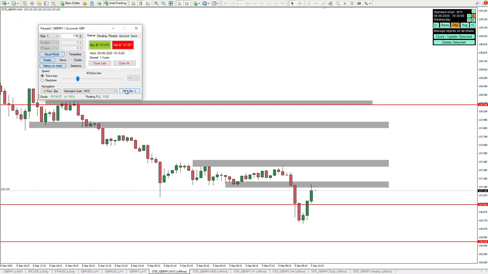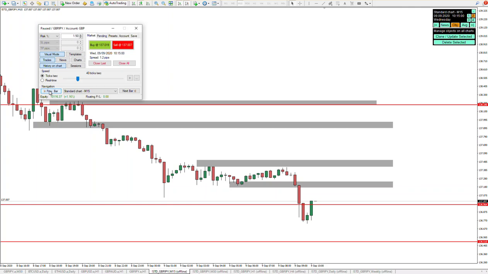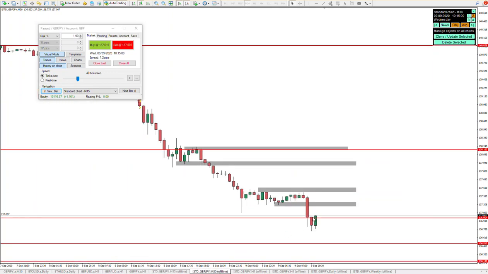Oh, sorry. That's not what I wanted to do. Wrong button. Doesn't make a lot of difference. But let's watch each M15 candle. We had that support. We even break the M30 high.